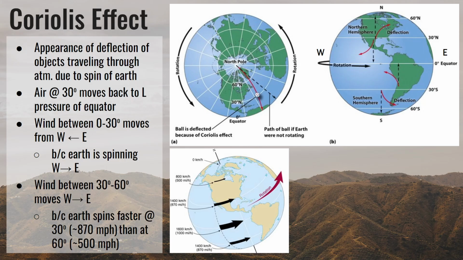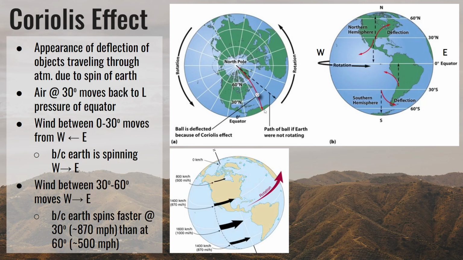Another way to try to understand the Coriolis effect is to imagine that you are standing at the North Pole and you are throwing a baseball straight south. You may be aiming the baseball along this line here, but because of the Earth's spin, the baseball will actually be deflected the opposite direction of the spin.